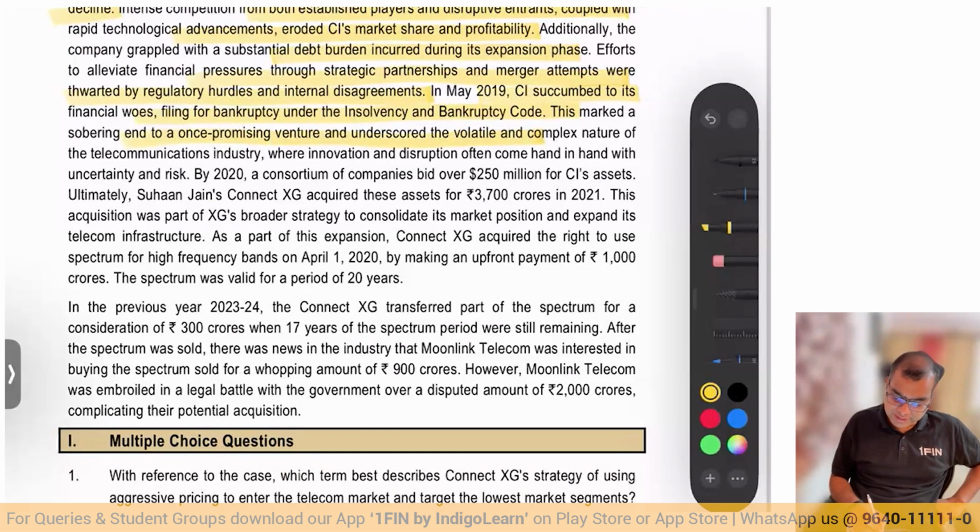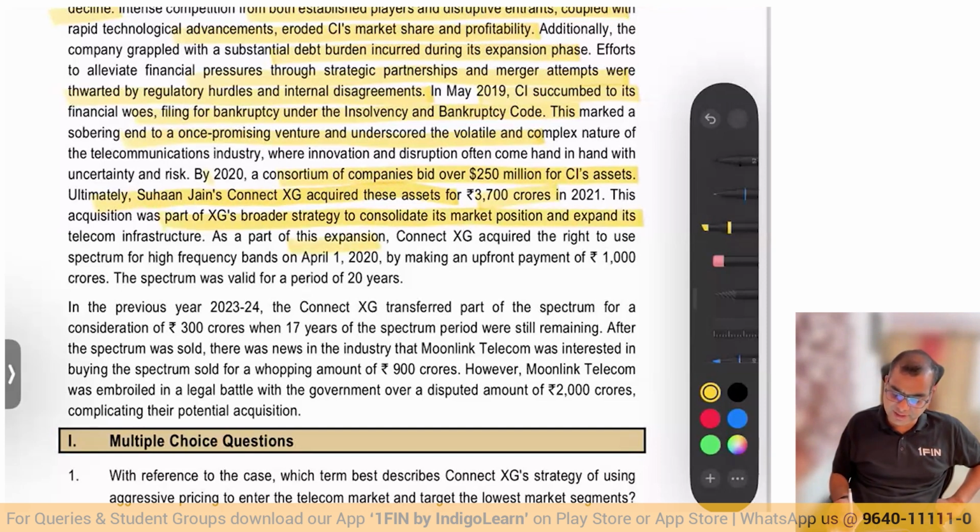Let us see what else is there. By 2020, a consortium of companies bid over 250 million for the assets, but ultimately ConnectXG acquired them. So ConnectXG is their biggest competitor, who launched the course for 3,700 crores. This was part of XG's broader strategy to consolidate.